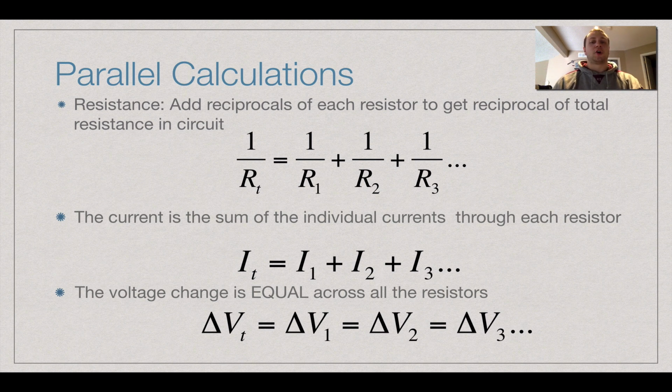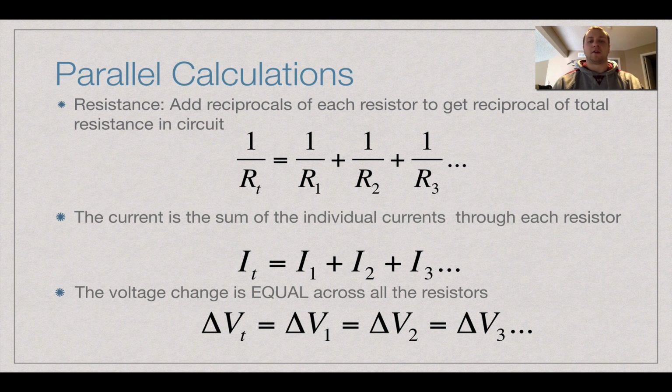Now for current ends up being nice. Unlike a series circuit, where the current was the same everywhere, for a parallel circuit, you're going to find, hey, how much current is flowing through R1? How much current is flowing through R2? How much current is flowing through R3? When you total that up, you get the overall amount of current for the entire circuit.